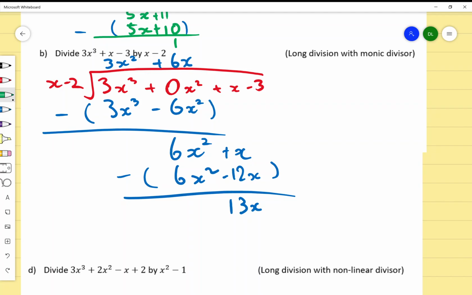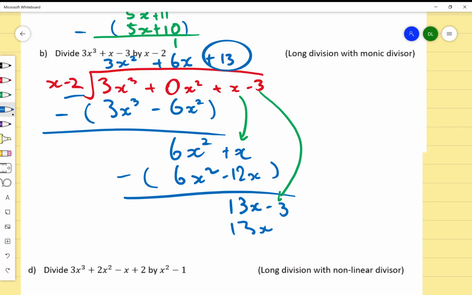No. We brought the x down here. Now I'm going to bring the last one, the negative 3, down here. So I get negative 3 over here. What do I have to multiply x by to get 13x? 13. Positive 13. So x times 13 is 13x. And then negative 2 times by positive 13. Negative 26.